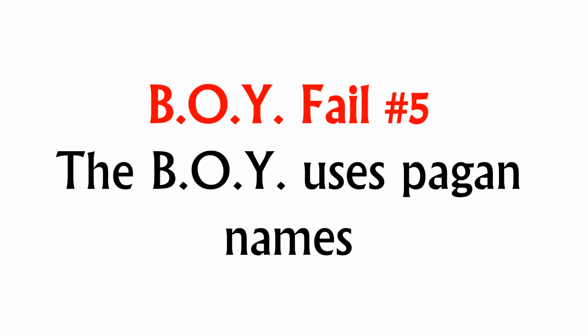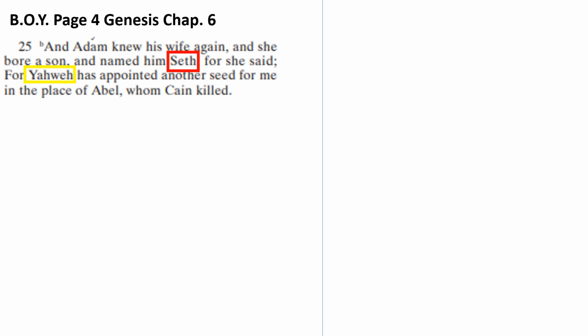So another fail of theirs is that, as much as they are supposedly against using pagan names and terms, besides the Elohim issue, they do use a lot of pagan terms. They use terms in English that they don't realize are potentially pagan, or that they just kind of ignore in order to push their agenda. One example of this is in the BOY on page 4, Genesis chapter 6. It says, "And Adam knew his wife again, and she bore a son, and the son was named Seth."